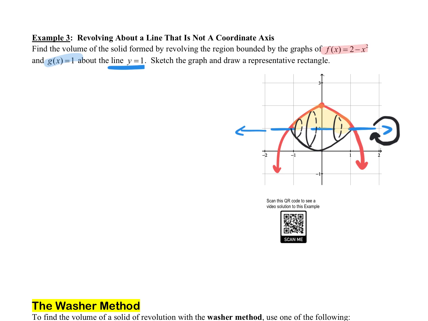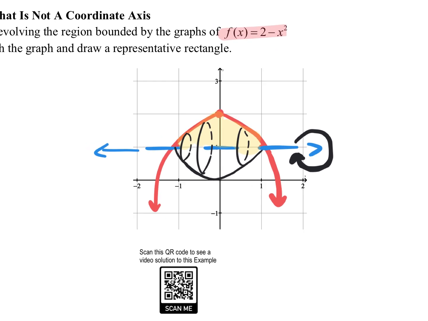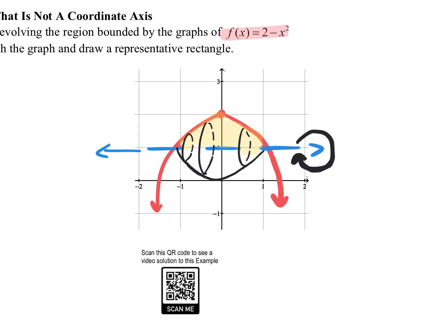So when I'm going and drawing in my little rectangle here, my rectangle is going to be drawn in between my top curve and my bottom curve. So it's going to go from that red line to that blue line. That's my little rectangle piece right there. That's the radius of my cylinder. So I need to figure out what does this r value equal.